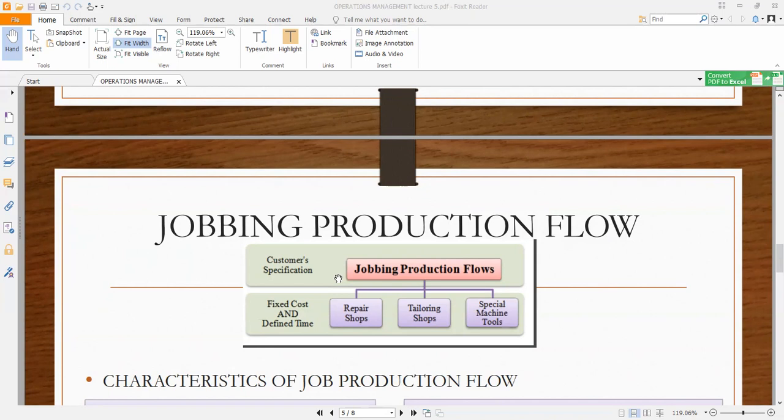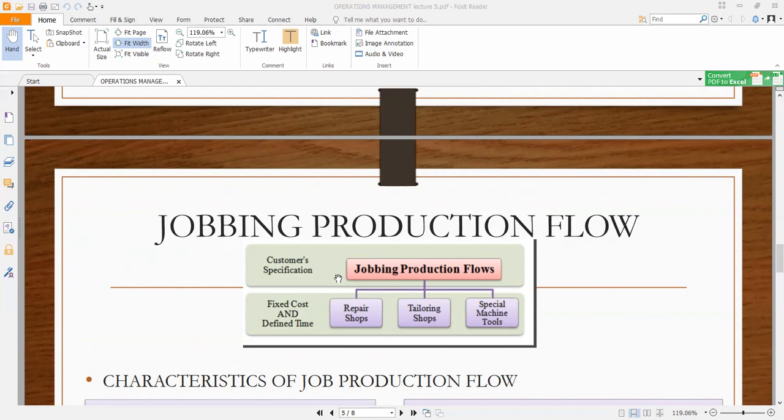Now, in a job production system, we are talking about fixed cost and defined time. You've got a defined time and a fixed date. Some of the examples we can look at are a repair shop. You want to repair this vehicle and this person needs it within the shortest period of time. Secondly, we can look at the tailoring shop.